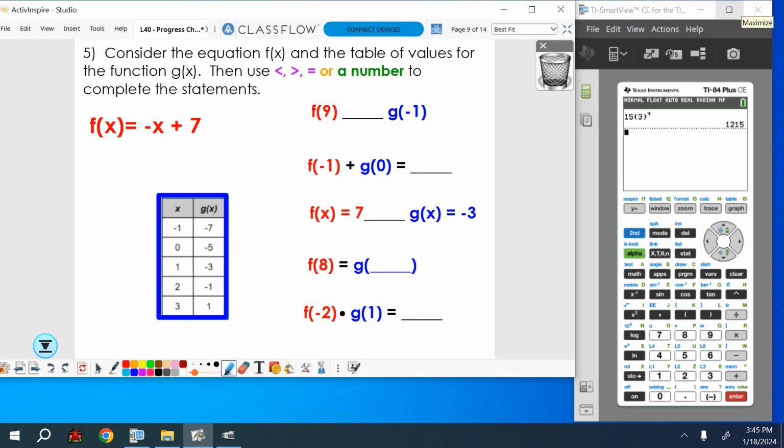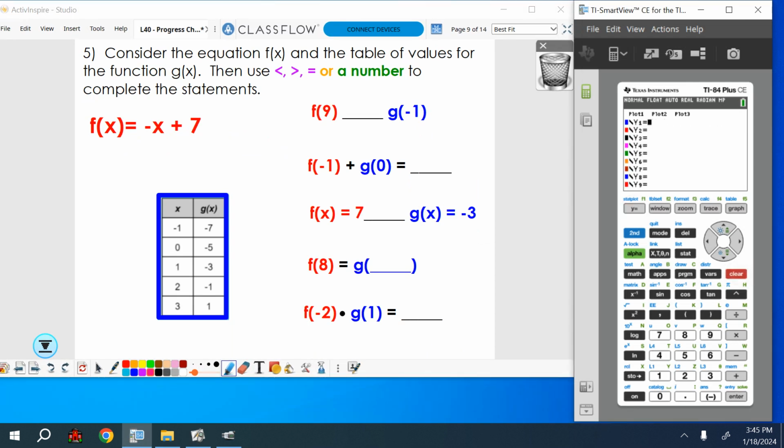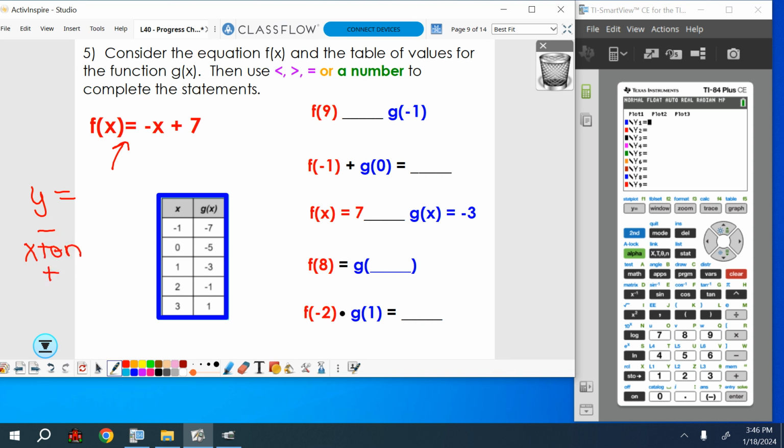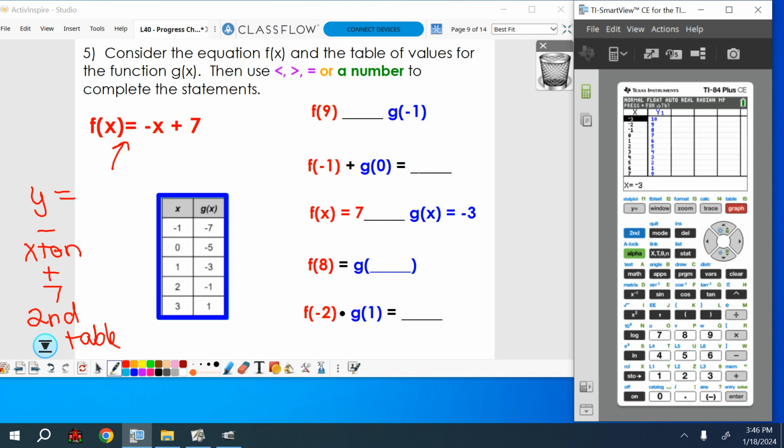And the way you put it into your calculator, we're going to go to y equals, and we're going to enter this equation. So remember, when you do this, you go to y equals. You're going to enter this. You'll have your negative sign, then your x key, then you'll do plus 7. And then the tricky part, remember, you have to hit second and then table, which is really your graph key. So when we put this in, we'll get negative x plus 7, and then we do second and the graph key right there. So that gives me a table.